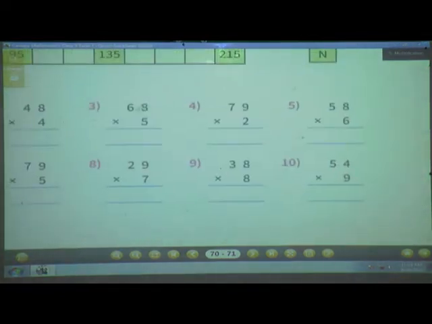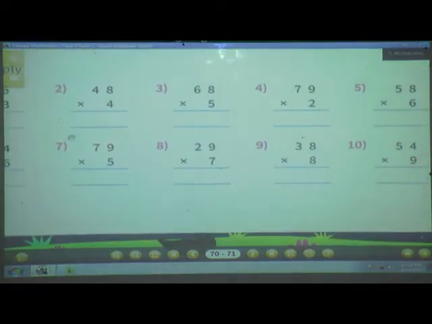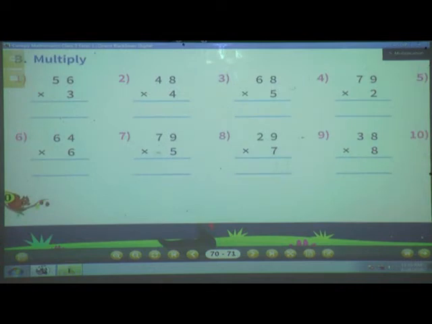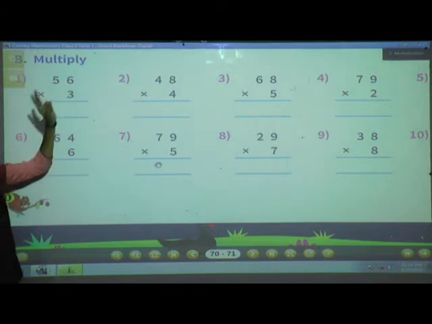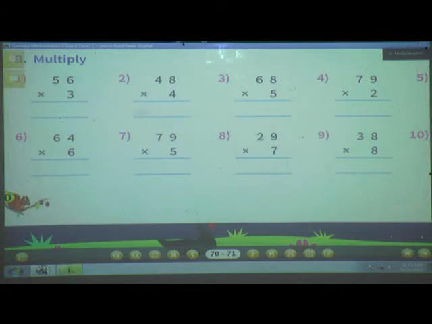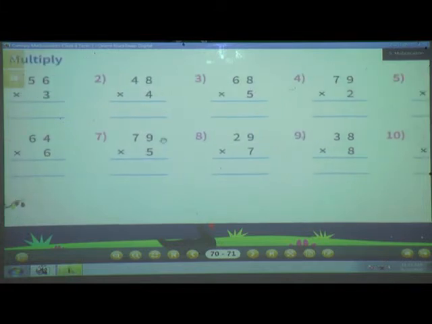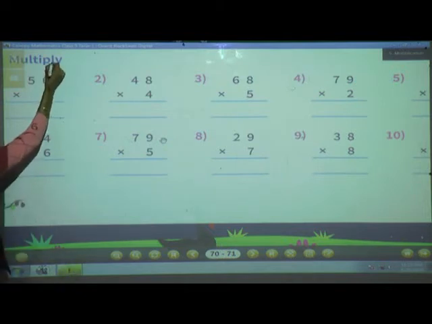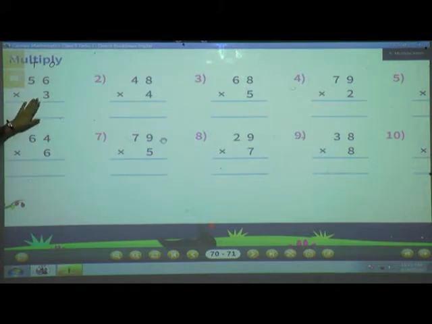The first example is 56 into 3. See here, 56 into 3. 56 is a 2-digit number, isn't it? So 2 digit multiplied by 1 digit, we have to do the multiplication. Now see, this is the ones place and this is the tens place. So start from the ones place.